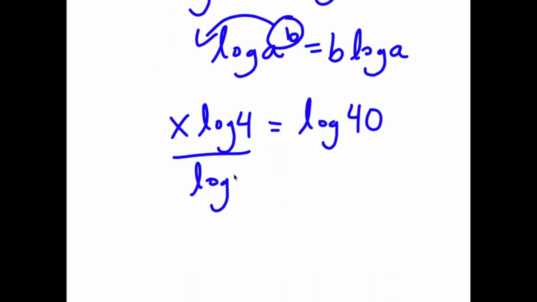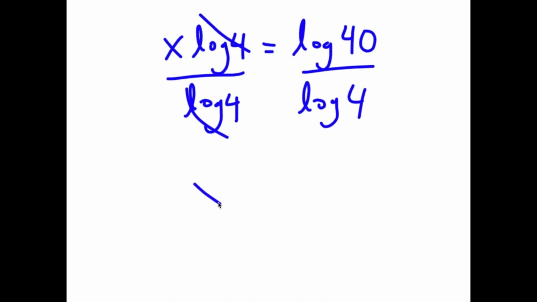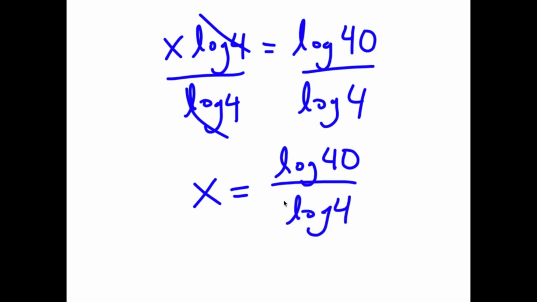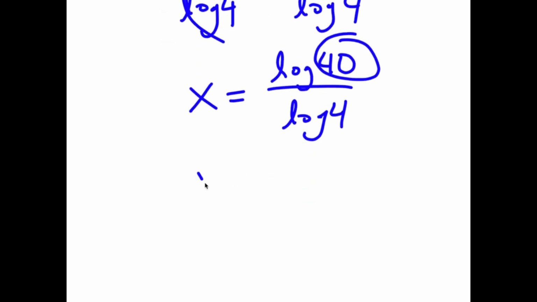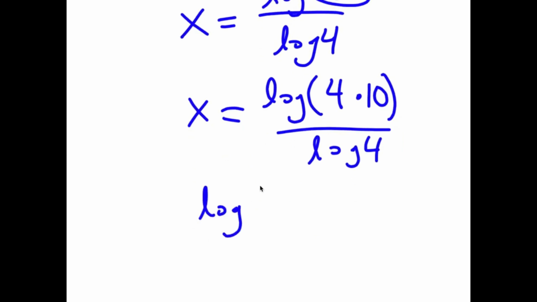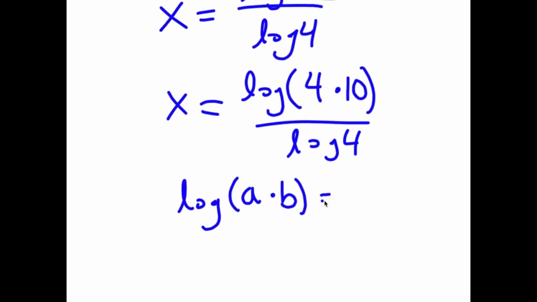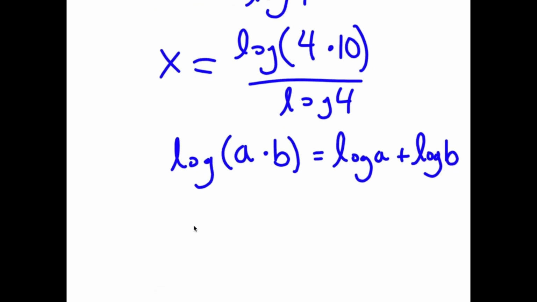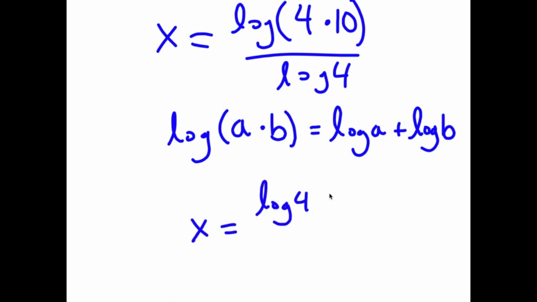Now I'm going to go ahead and divide both sides by log 4 so we can isolate x. So then these two log 4s cancel out, and I'm going to be left with x is equal to log 40 over log 4. Now we can rewrite log 40 as log of 4 times 10. And if I have something in the form log of a times b, this is equal to log a plus log of b. So log 4 times 10, that's going to equal log of 4 plus log of 10 over log 4.